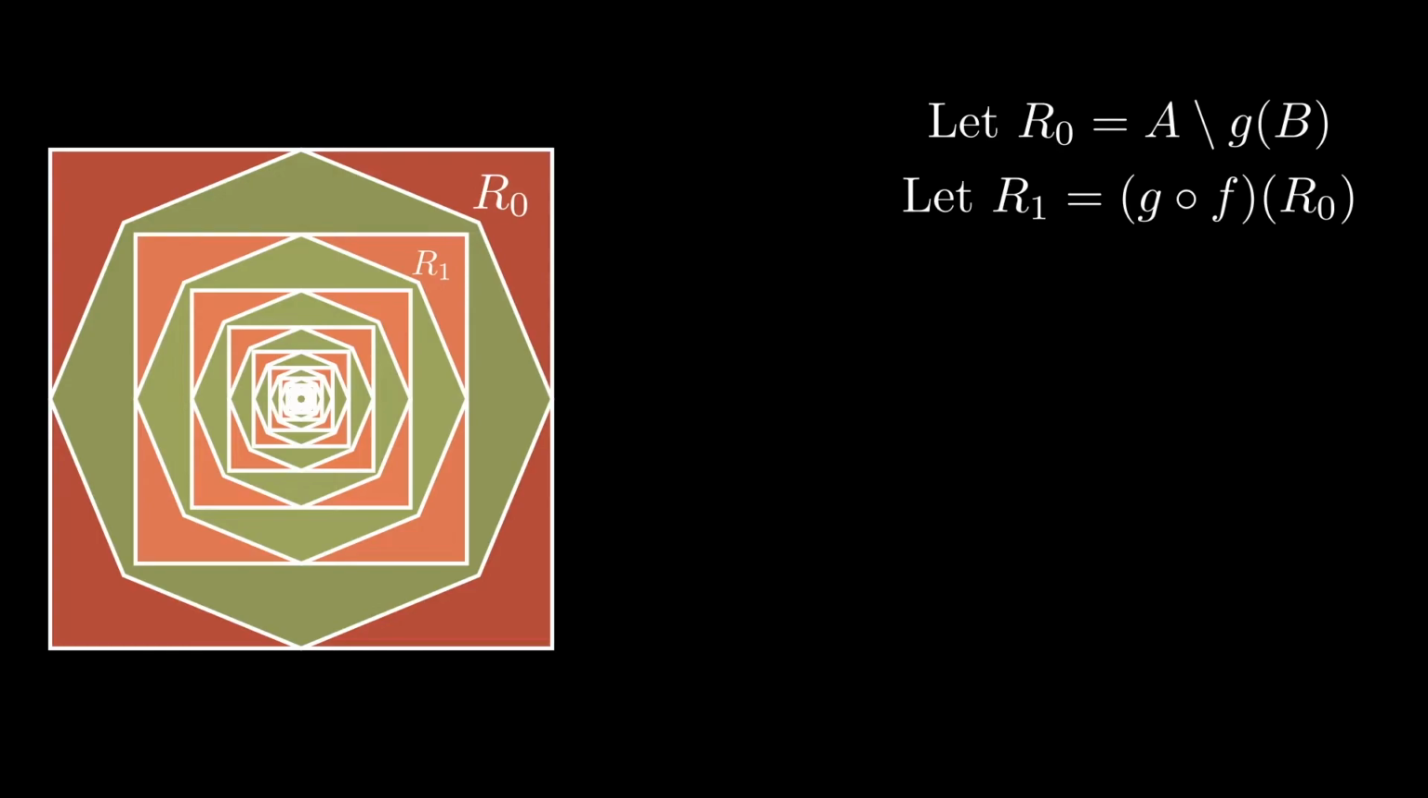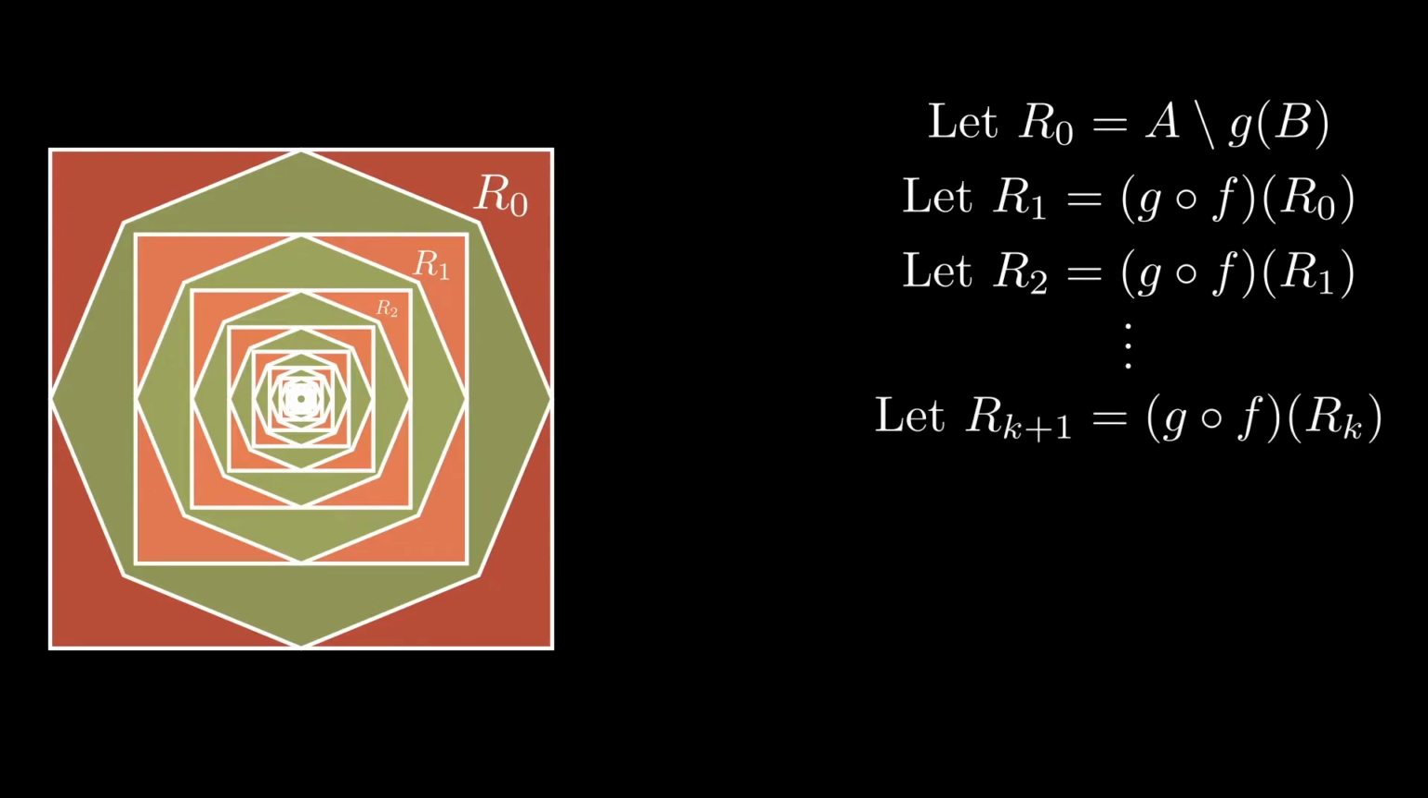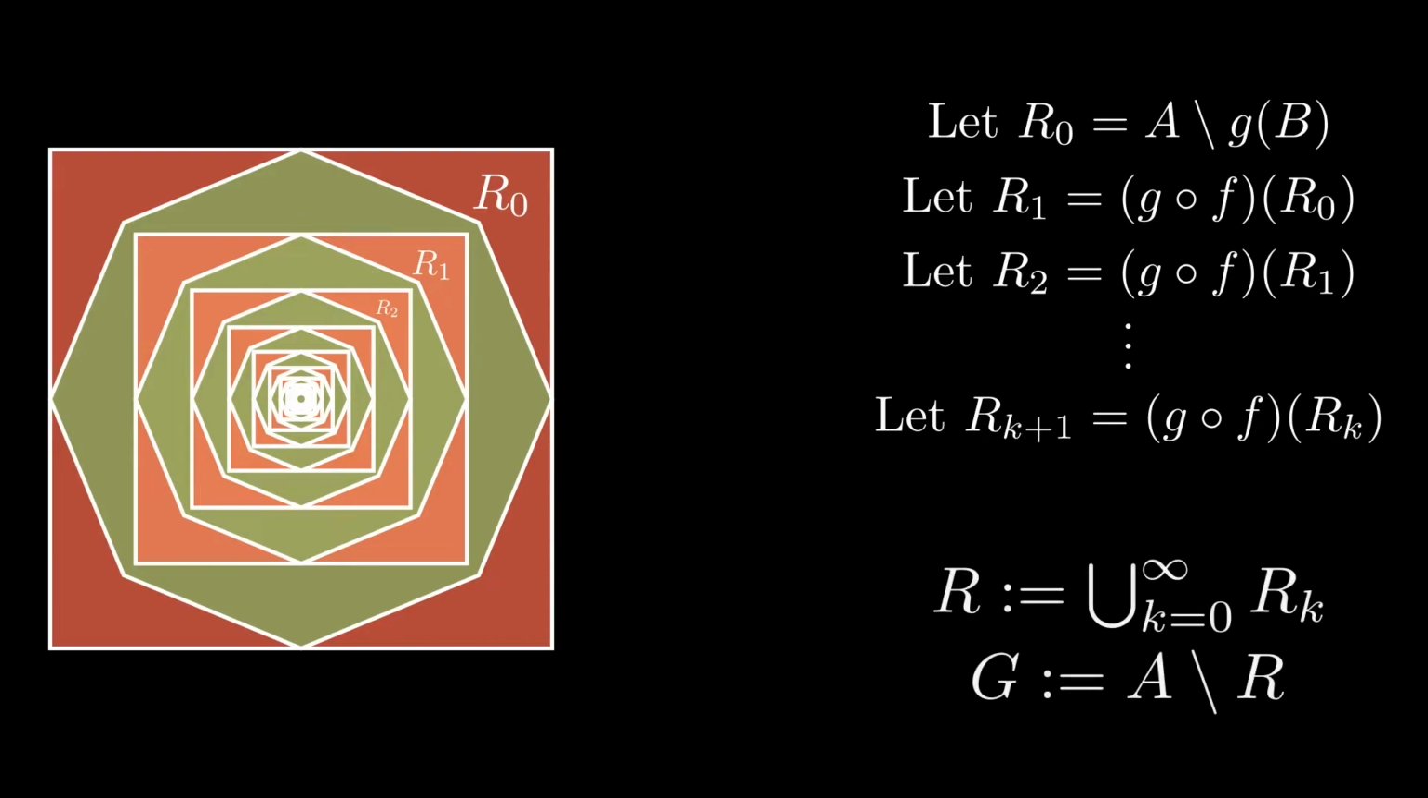So R1 is G composed with F applied to the set R0. R2 is G composed with F applied to the set R1. And so on and so forth. We proceed inductively: for every set Rk, when we push it forward to the right and then pull it back to the left, we get Rk plus 1. Let us now define R to be the union over all k of those Rk's. We're calling it R because it's the red points, all the points that are red in this picture, even though there's this infinite cascade of sets. Everything that's not red, we color green, and we call that set G.